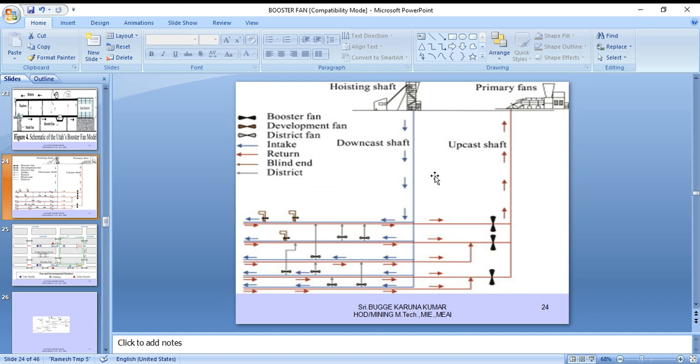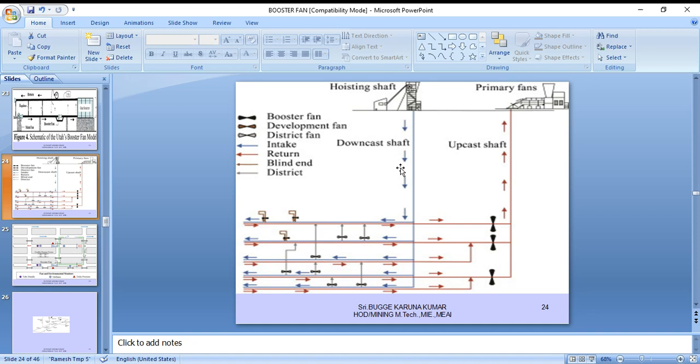And one more network I am showing here. Different types of ventilation symbols as well as the directions of how intake and airway are going. Various elements, auxiliary booster fans, locations, are very clearly shown here, from the hoist shaft, this intake shaft, to the return shaft, the primary shaft. So it can be observed here.